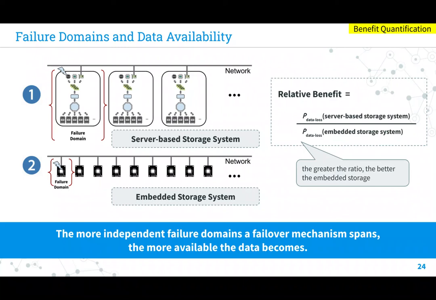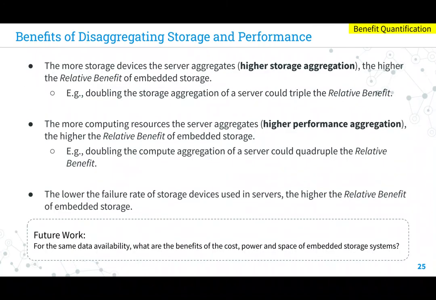To verify this assumption, we designed a metric called relative benefit, which is defined by the ratio between the probability of data loss of the two systems. You just need to remember that the greater the ratio, the better the embedded storage. For the actual mathematical model, you can refer to the paper that I cited in the previous slides. Because of time limitation, I just want to convey what we found from our evaluation.